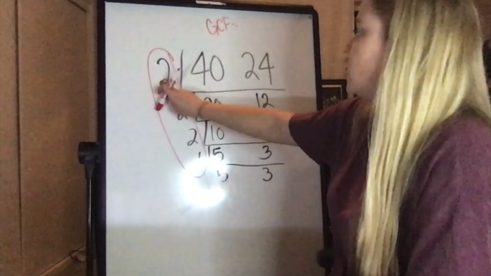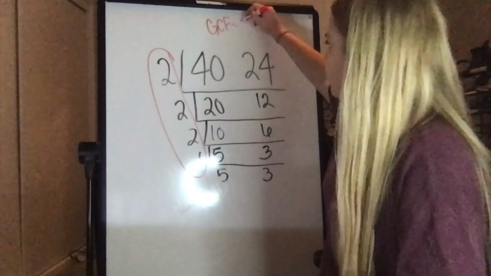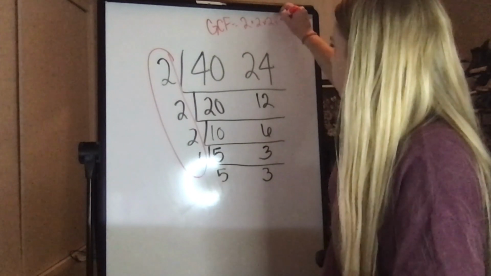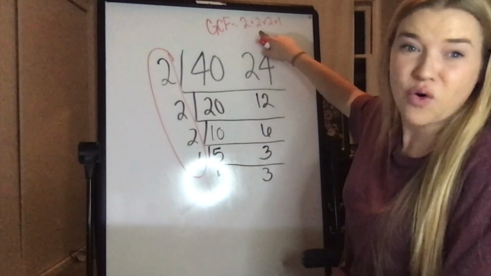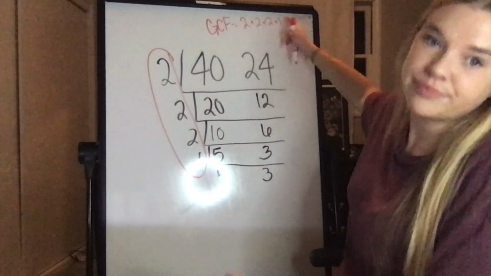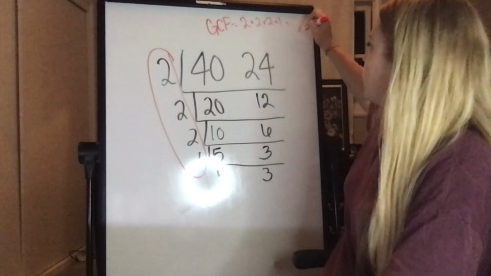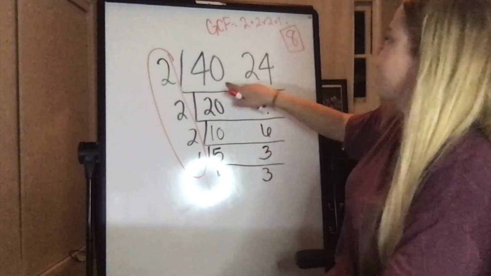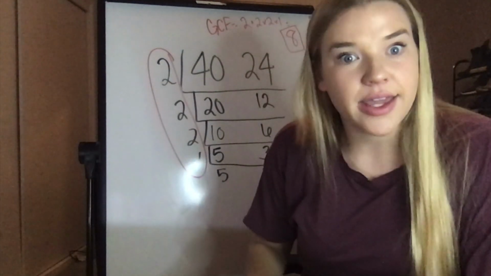And I'm going to multiply 2 times 2 times 2 times 1. So 2 times 2 is 4, times 2 is 8, times 1 is still 8. So my greatest common factor of 40 and 24 is 8.